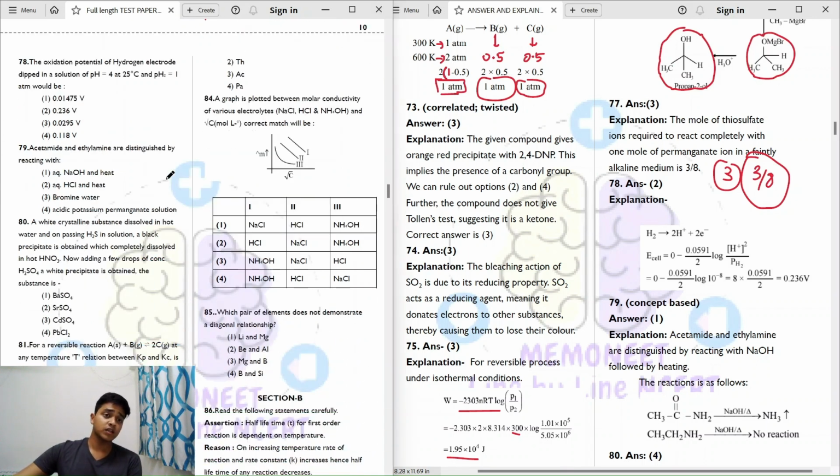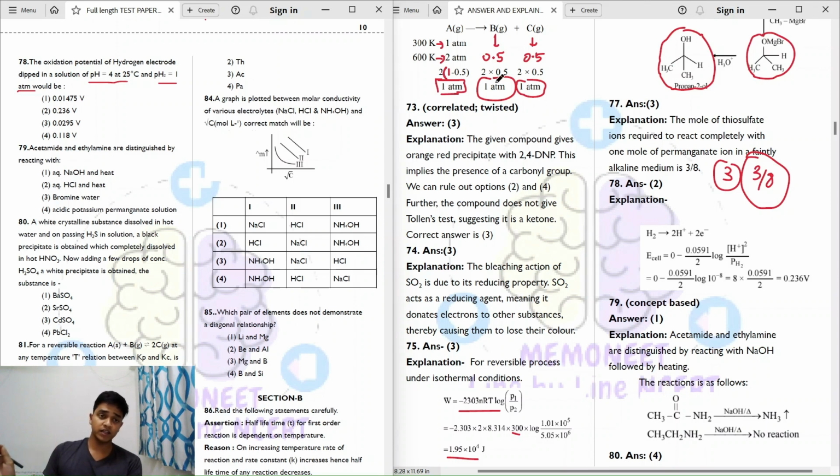The question says the oxidation potential of a hydrogen electrode dipped in a solution of pH equal to 4 at 25 degrees Celsius. Oh, sorry, the pressure of hydrogen is 1 atm. So the pH is 4 and the pressure of hydrogen is 1 atm. So we have to find out the oxidation potential of the hydrogen electrode.